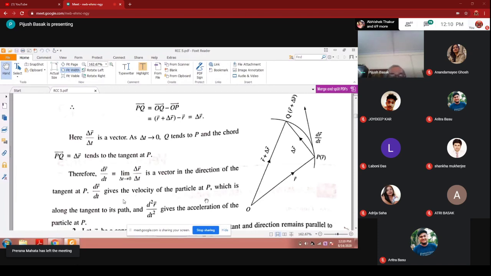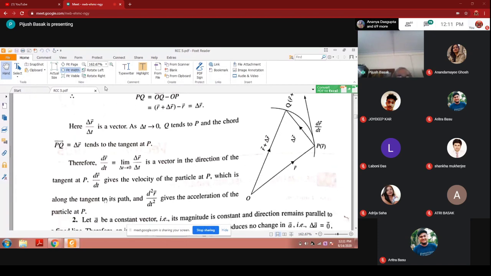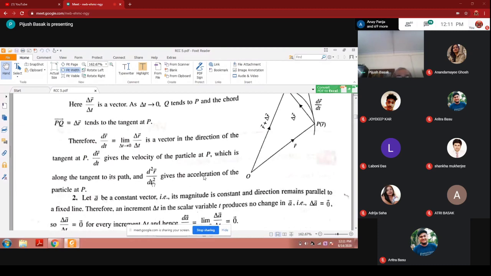dr/dt is the velocity of the particle from the calculus portion. When Q comes very near to P, it is almost P. So the tangent will be in the direction of the path of dr/dt. So dr/dt is a vector in the direction of the tangent at P. So dr/dt is the velocity of the particle P, which is along the tangent of its path. And d²r/dt² gives the acceleration of the particle. So once you get the tangent, you differentiate again and you will get the acceleration.